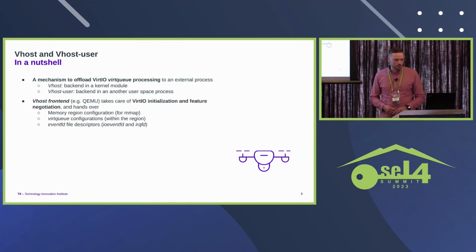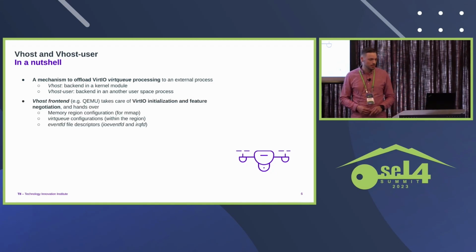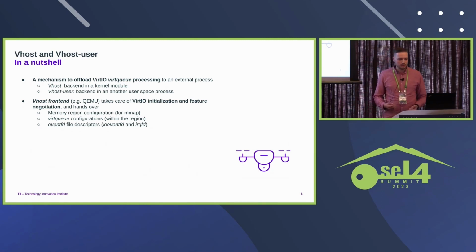And there's also the vhost front end, and in our case, it's been QEMU, and that basically handles the VirtIO control plane. So it does the initialization and feature negotiation, and then it passes on the memory region configurations, and then also the virtqueues, and those are within the region. And then it sends this bunch of file descriptors, and those are the ioeventfd and irqfd.